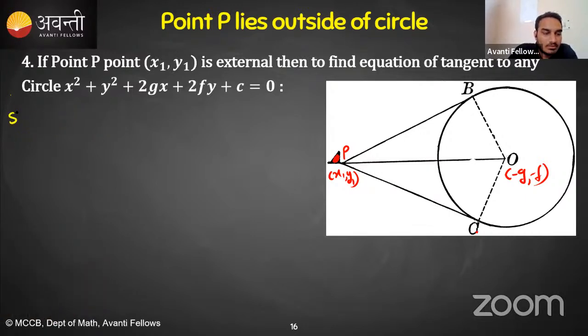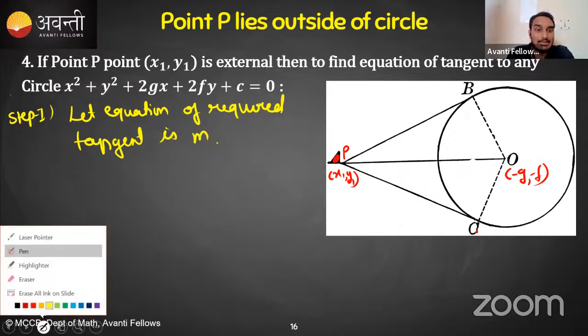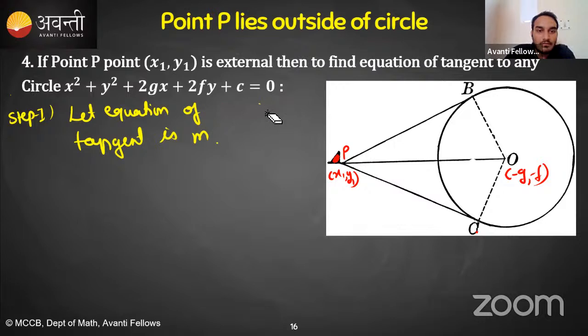So step 1 will be: always let the slope of the required tangent be m.